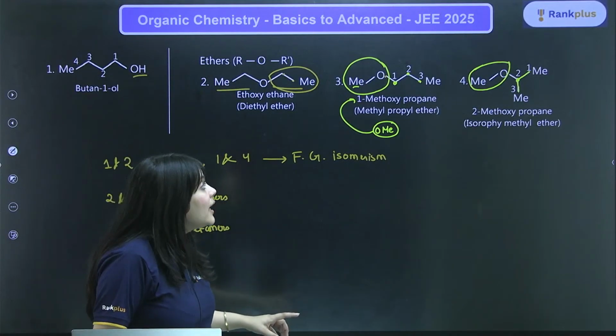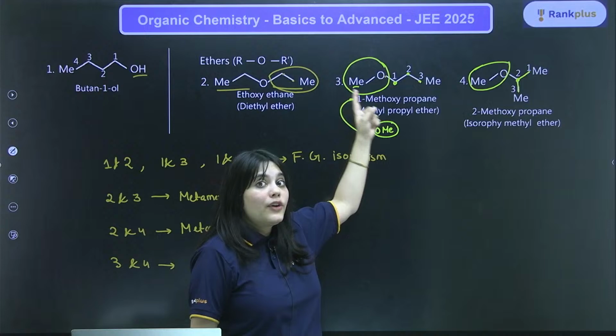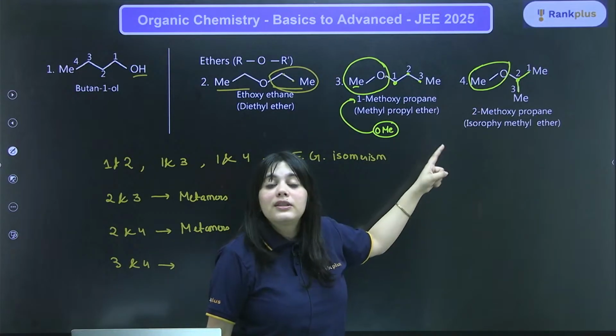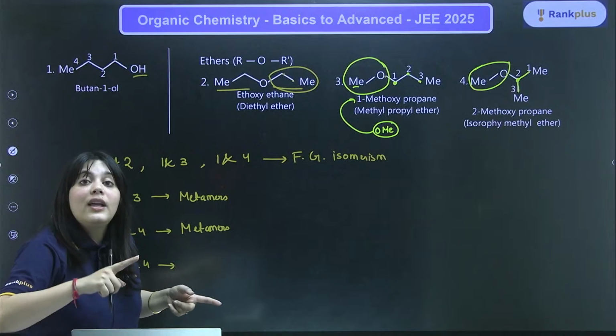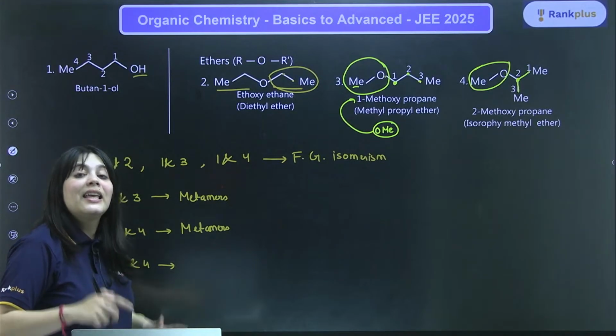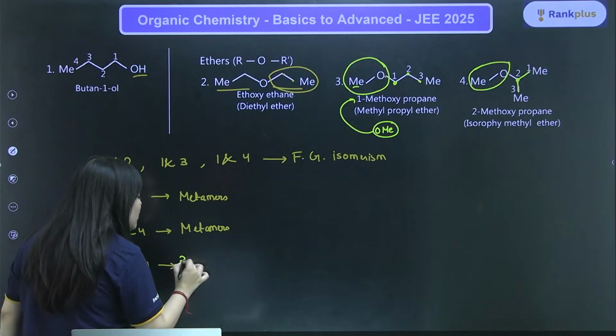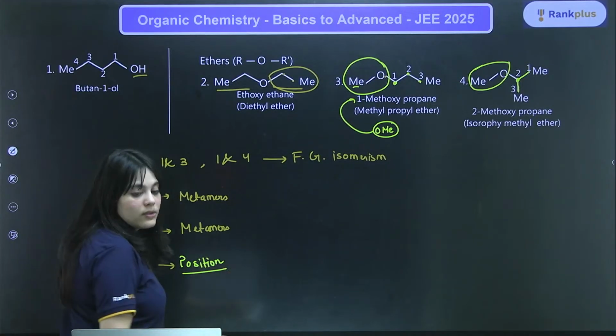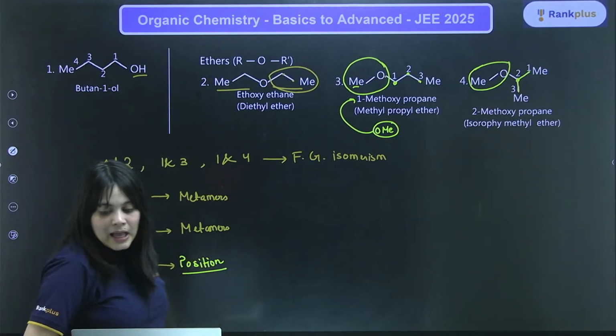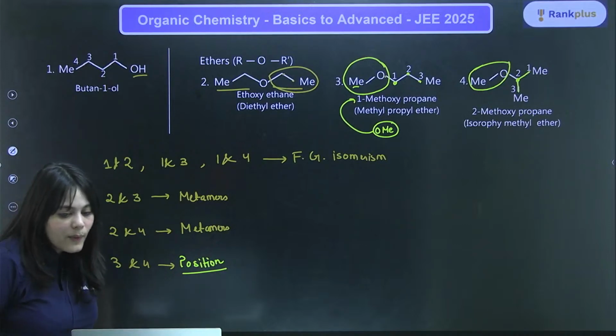So here can you see that the methoxy group is at the first position. Here the methoxy group is at the second position. So the position of the functional group is changing. Hence these are position isomers. These are position isomers. Very, very important. Is this clear? Now got it, everyone?